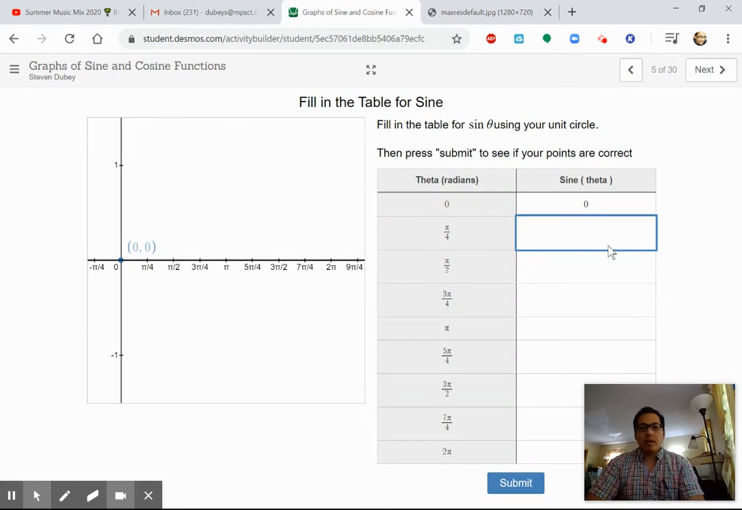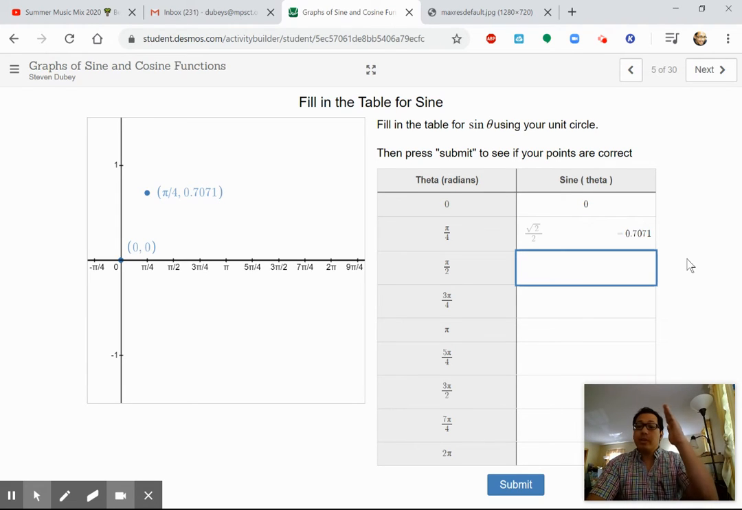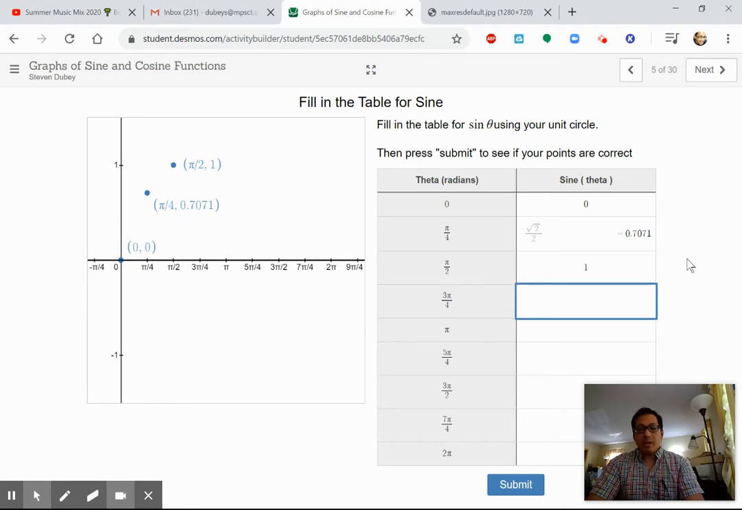Okay, I'll give you a few of the angles. The next one is pi over 4. That's the 45-degree angle. If you remember this, what are the coordinates there? The x and y both have the same value, which is the square root of 2 divided by 2, which as a decimal is around 0.7. What's the next angle on here? Pi over 2 is the 90-degree angle. So what's the y coordinate of the 90-degree angle on the unit circle? It's 1. And if you keep going around, you'll start to see an image of the sine function.